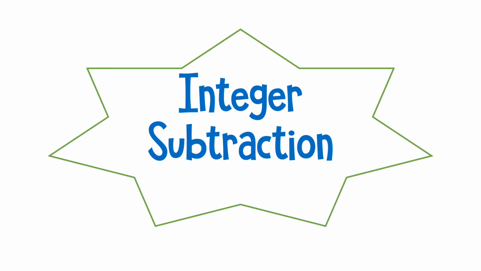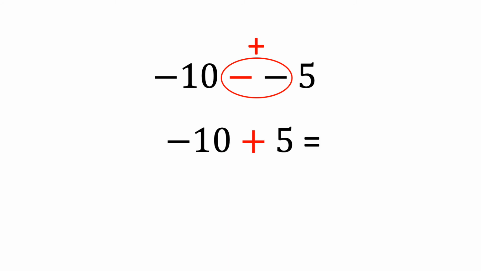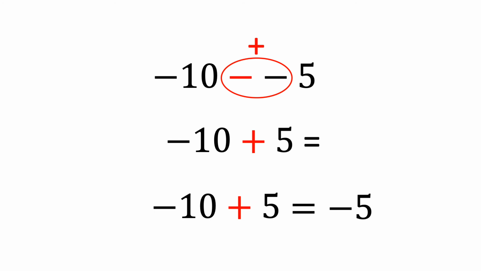Integer subtraction works a lot like integer addition in that negative numbers are subtraction and positive numbers are addition. In this example, we have 2 negatives next to each other. Remember, if you take away a bad thing, that's a good thing. So it's negative 10 plus 5. That equals negative 5. Different signs, subtract, and give the sign.